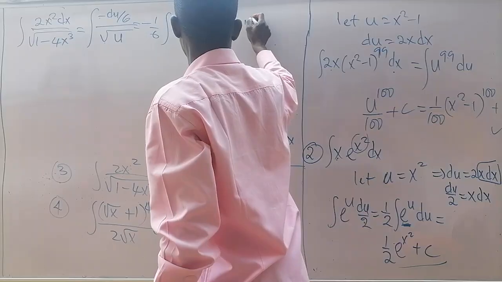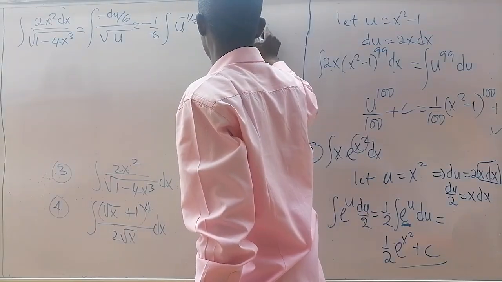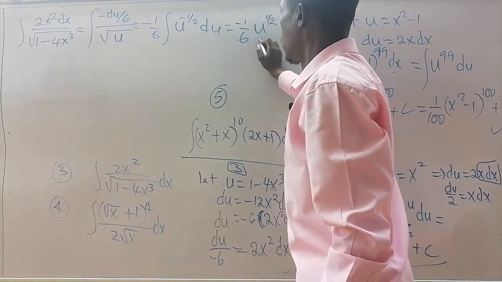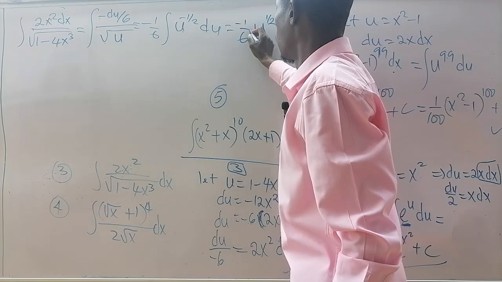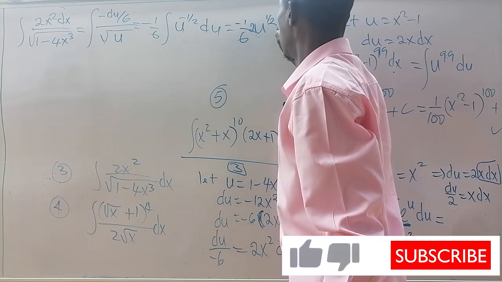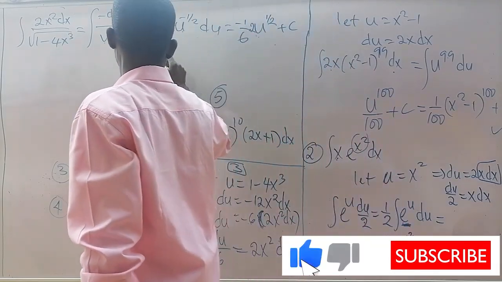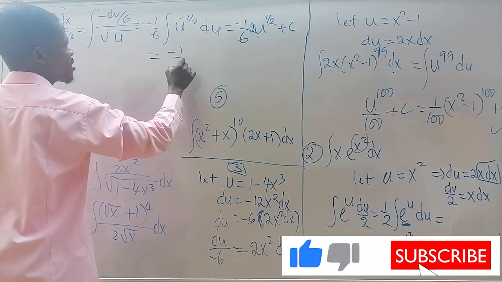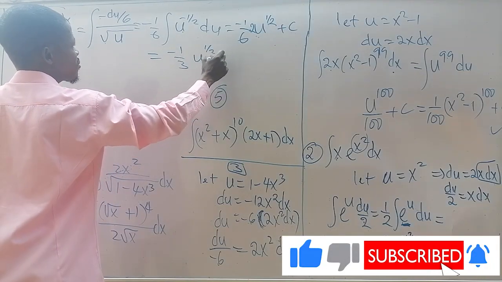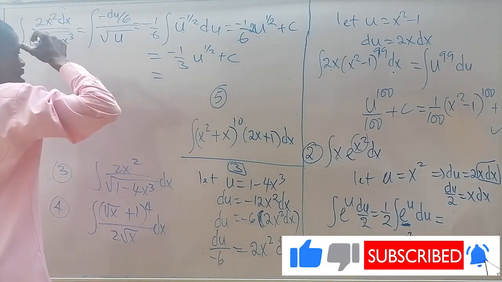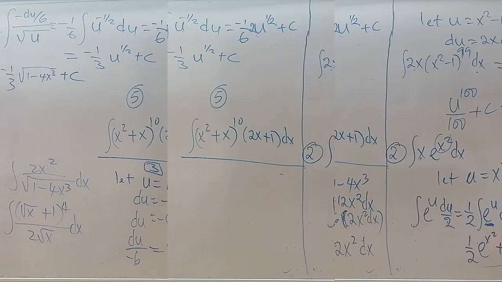Do your integration. So that will be minus 1 over 6. This one plus 1, that's u to the power half over half. So that will be times 2 here, plus c. And that's giving me minus 1 over 3 u to the power half plus c. Then return your u back. And that's that for that question.